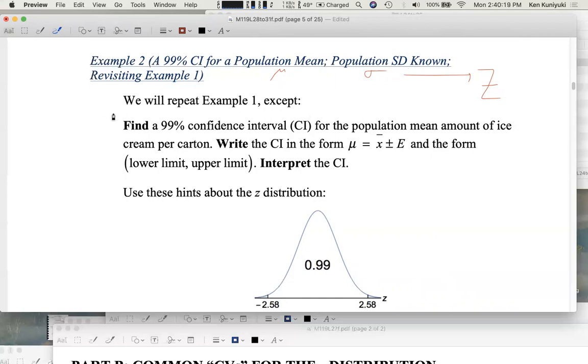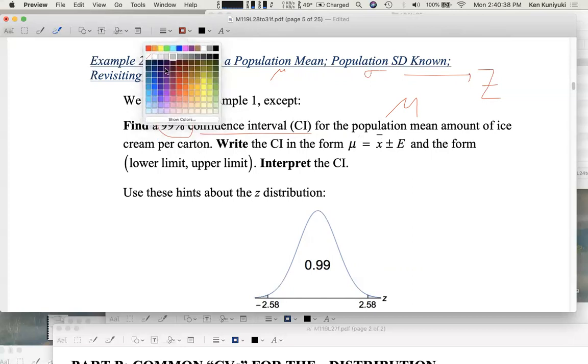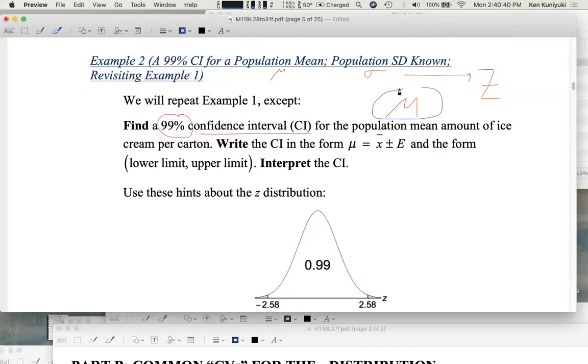Okay, so we're going to repeat example 1. It's the ice cream carton problem. But this time we're going to find a 99% confidence interval, CI, for this population mean, mu. The population mean amount of ice cream per carton. In your final interpretation, you should write out what mu stands for. Because if you just tell a layperson, oh, mu is between this and that, the layperson might go, what is mu? Because that is literally Greek.